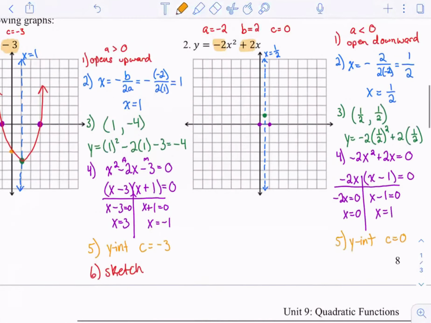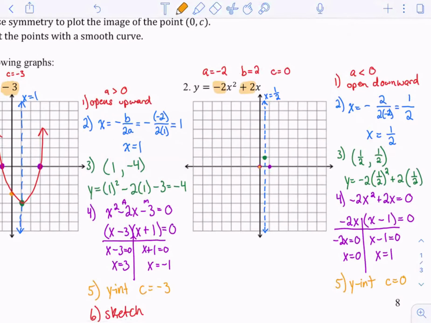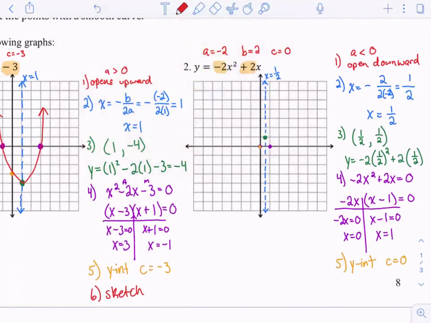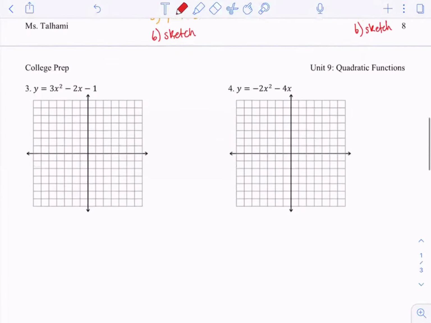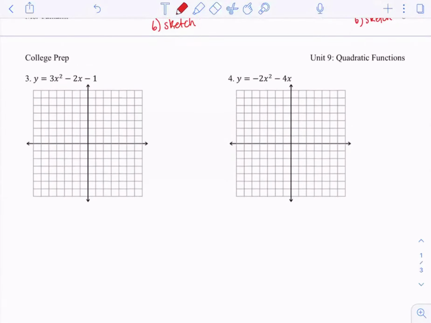So we already know that because that's where an x-intercept is. And now we just sketch it by connecting the points. So there you have it. So here are 2 more examples I want you to try. And then I'll come back and see the answers of the sketch.